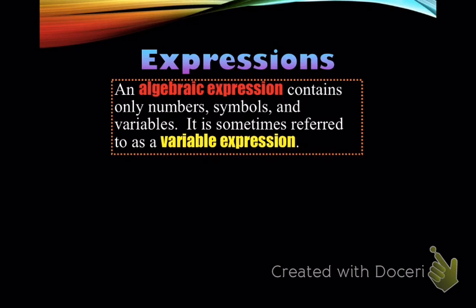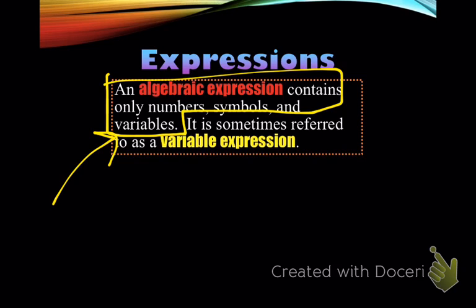You don't need to write that part down. The major part that you need is from here to here. You guys need this part. An algebraic expression contains numbers, symbols, and variables. So the big difference is it contains variables. That's what makes it an algebraic expression. We're going to show you some examples.